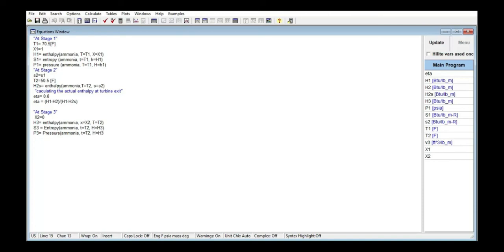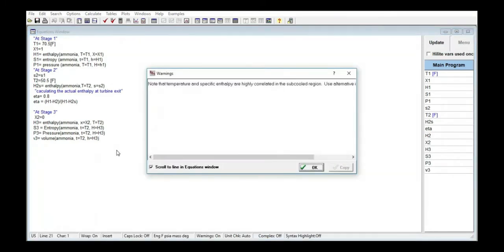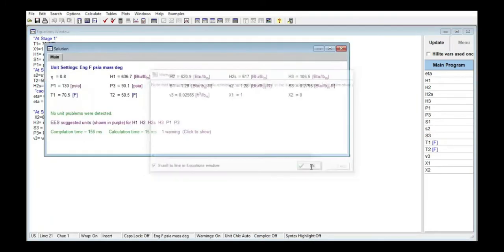We also calculate the specific volume, so V3 is equal to volume, ammonia, as it is ammonia, temperature is equal to T2 and enthalpy is equal to H3. Okay, now we will calculate all these four things. So here comes the H3, S3, P3 and V3. You see all these values, V3, with the units.